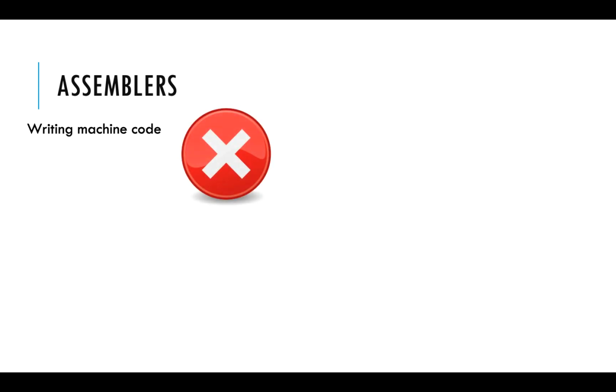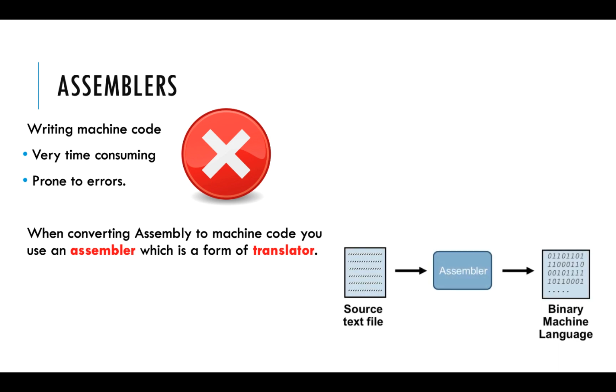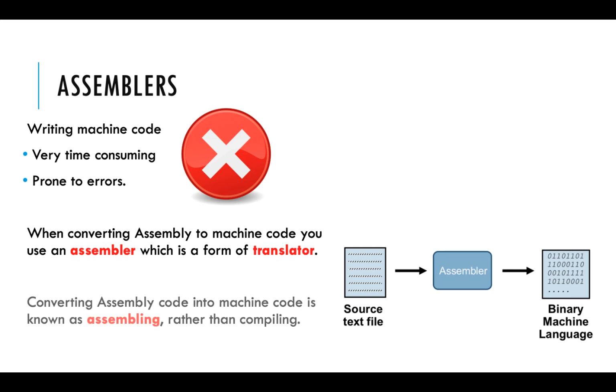When we write in machine code, we know that it's very time consuming and prone to errors. When converting assembly to machine code, we use an assembler, which is a form of translator, as are compilers and interpreters. Converting assembly code into machine code is known as assembling rather than compiling, and that's really all we need to know at this stage on assemblers.